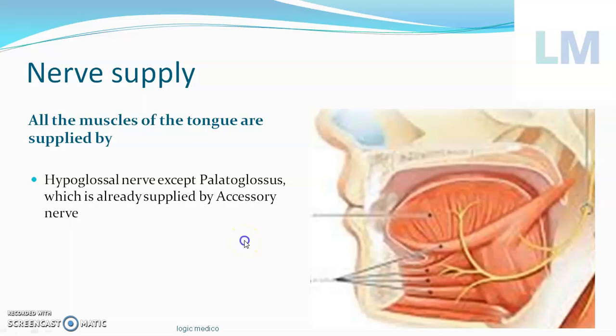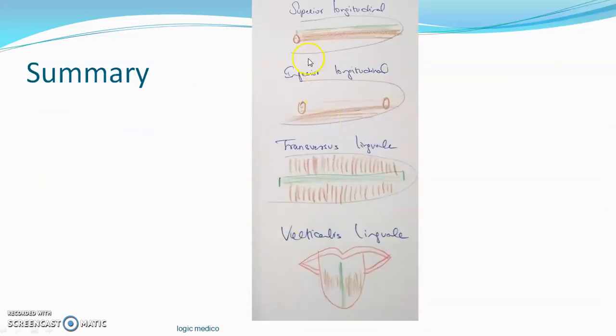Okay. Coming to the summary of today's topic, these are the intrinsic muscles: superior longitudinal muscle and inferior longitudinal muscle. When they contract, they will shorten the tongue. Transversus linguale and verticalis linguale: when they contract, transversus linguale squeezes the tongue from side to side, and verticalis linguale squeezes the tongue from above downwards. So when they squeeze the tongue, ultimately the length of the tongue will become longer. It elongates the tongue. So that is a summary of the intrinsic muscles of the tongue.